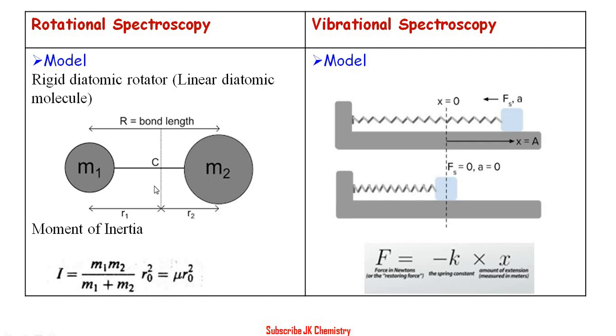Here the physical quantity is the moment of inertia, given by mu r square, where mu is the reduced mass, that is, m1 m2 divided by m1 plus m2, times r square. This is the most important equation here. Moment of inertia is equal to mu r square, where mu is the reduced mass, m1 is the mass of the first atom, m2 is the mass of the second atom.